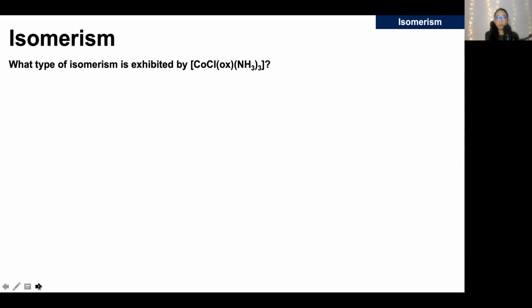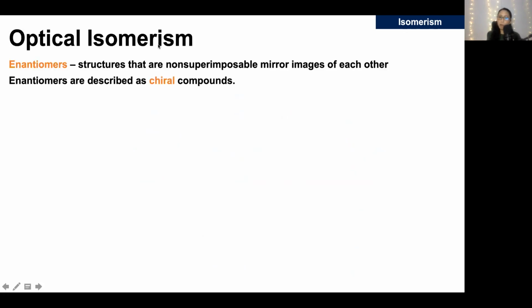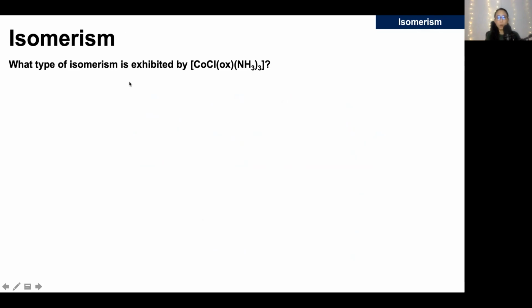Okay, now, based on what we just learned, let's look at this example before we discuss the final type of stereoisomerism. So, what type of isomerism is exhibited by, let's try to name this, triamine chlorooxalato cobalt 3? So this is a neutral complex, and it's asking for the type of isomerism that we find in this neutral complex.